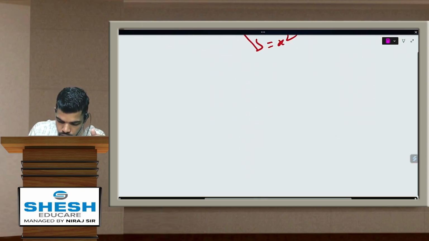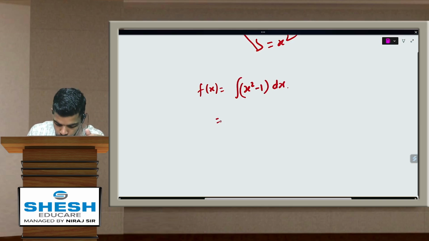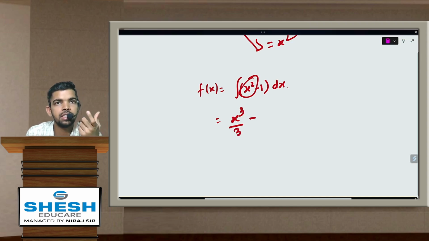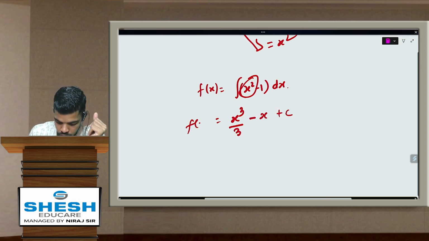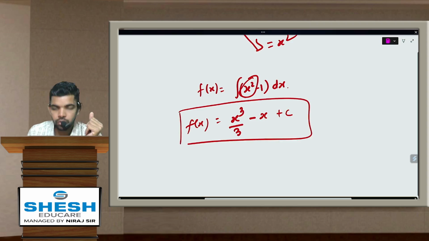Suppose you have a function given as f of x. Let's take the easier one first: x square minus 1 into dx. So what you will do is take the integration of x square. What will be the integration of x square? It will be x cube upon 3, minus, what is the integration of 1? It is x, plus c. So f of x is equal to x cube upon 3 minus x plus c.